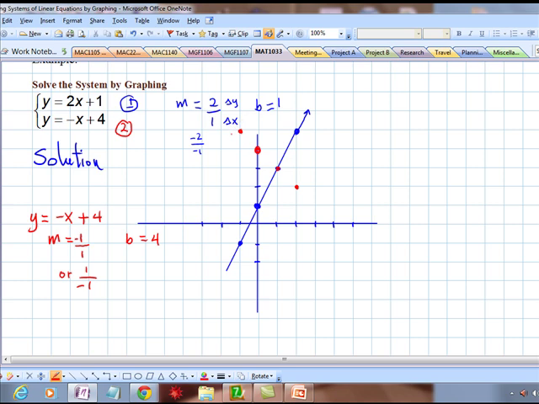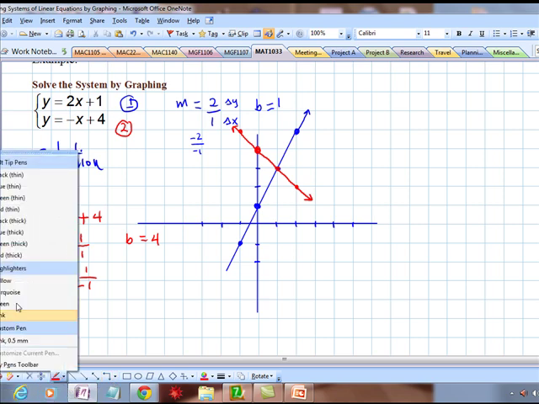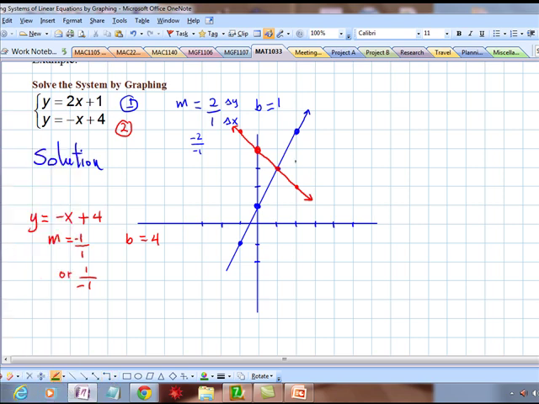Now I just connect the points for line 2. You see that the two lines intersect at this point. If you read it, x is 1, y is 3. That is the point that's common between the two lines. Let's put green here. That's the common point between the two lines. That's step 2: after we graph, we locate the point where the two lines intersect each other.